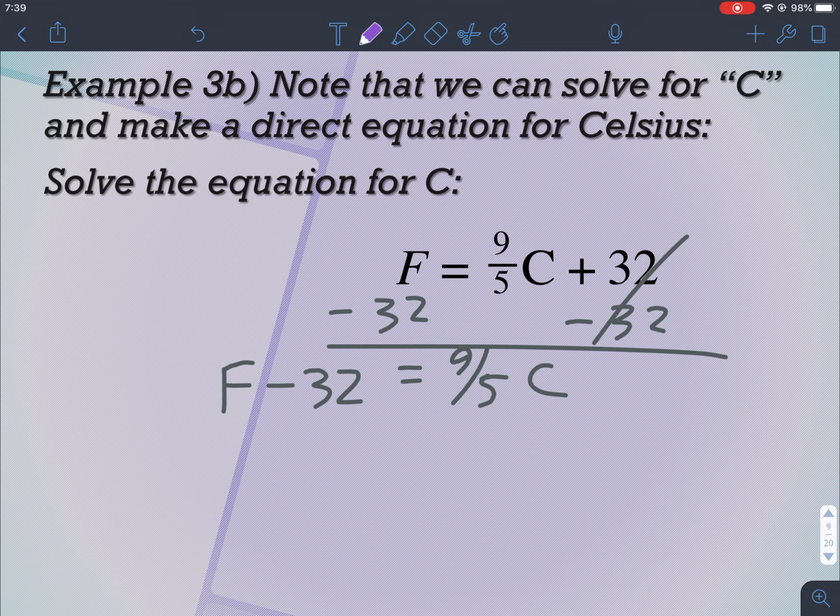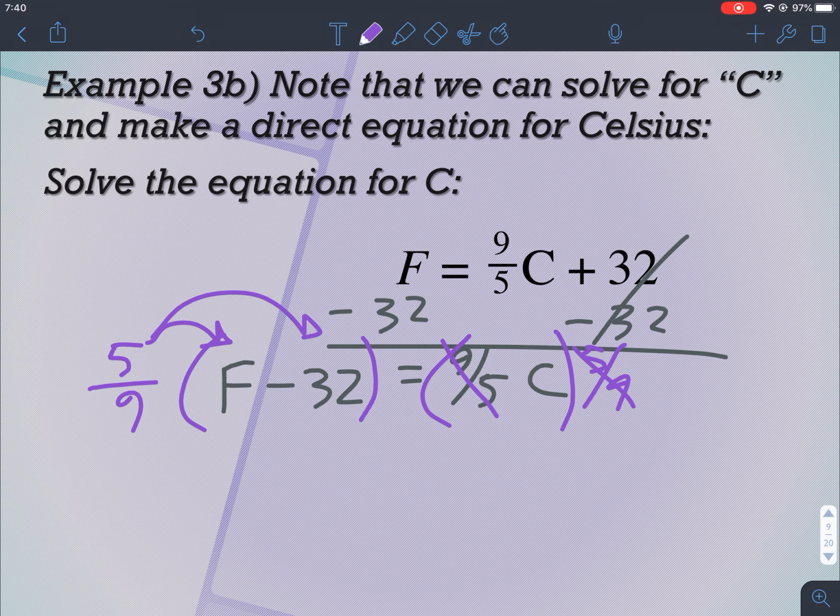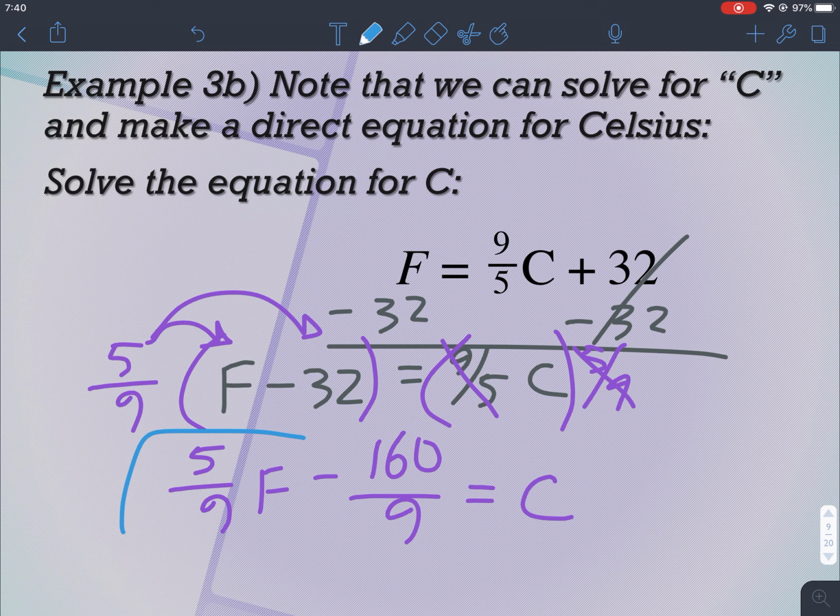And then in this case, suppose that I multiply by the reciprocal of 9/5, which is 5/9. And now I have to actually work with the fraction. So I have to distribute the 5/9, and that's going to become 5/9 F minus 32 times 5, which is 160 over 9, equals C. And we're finished. The C is by itself.